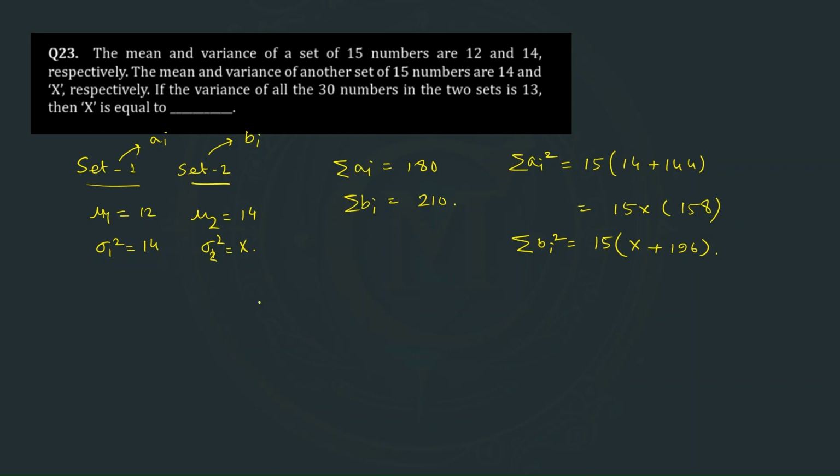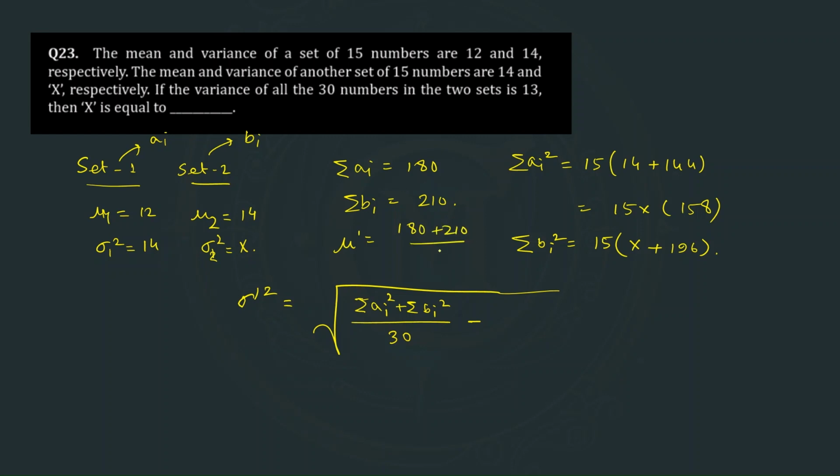Now the variance of the combined set will be sigma dash square, which is equal to summation ai square plus summation bi square divided by the total number of elements, that is 30, minus the new mean squared, where the new mean is summation ai plus summation bi divided by 30. So 180 plus 210 divided by 30, so 6 plus 7, that is 13. So here it will be 13 square. Sorry, this root will not be there because here it is variance. So that means the new variance is equal to 13.